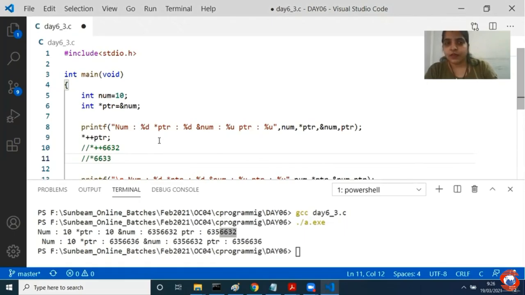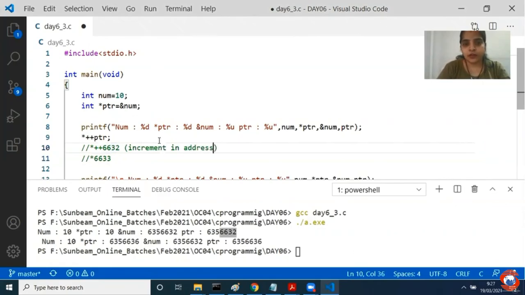It should be 6633. Right. Now, this was the normal arithmetic. When we do plus plus on 5, 6 comes. But can I say here, I am trying to perform increment in address? When we increment an address, I am performing address is equal to address plus 1. That means I am performing increment in address. This will go to 6636.